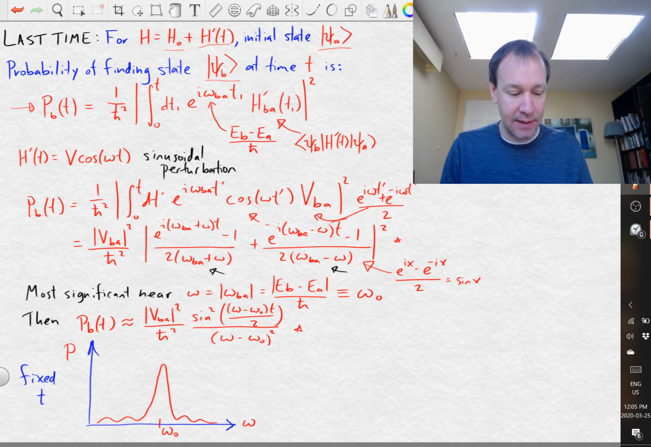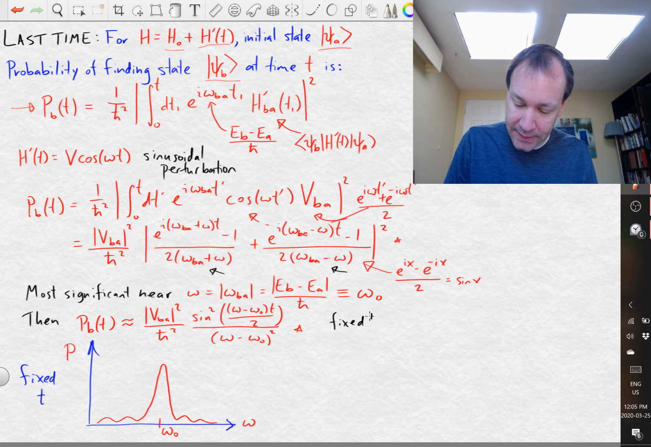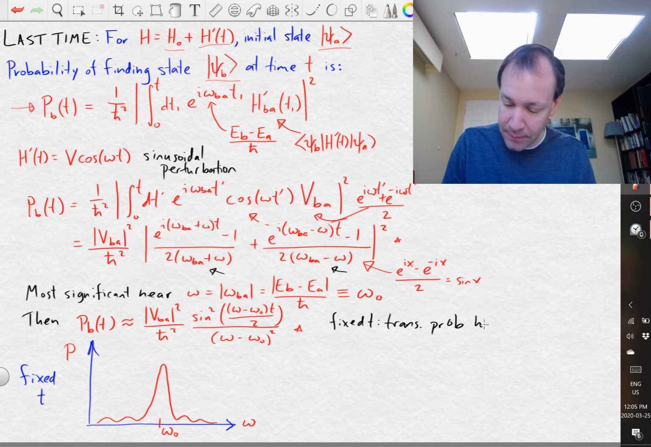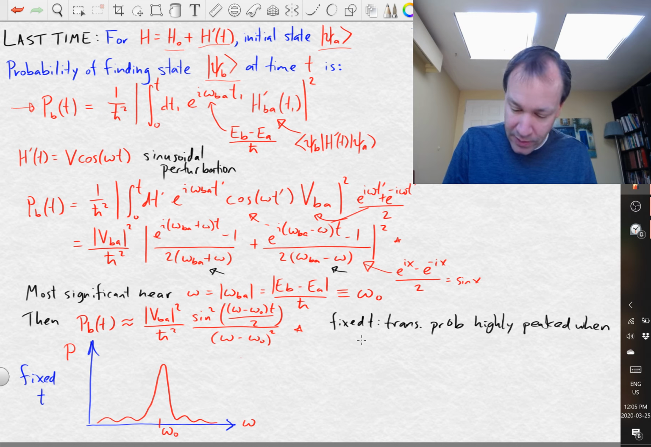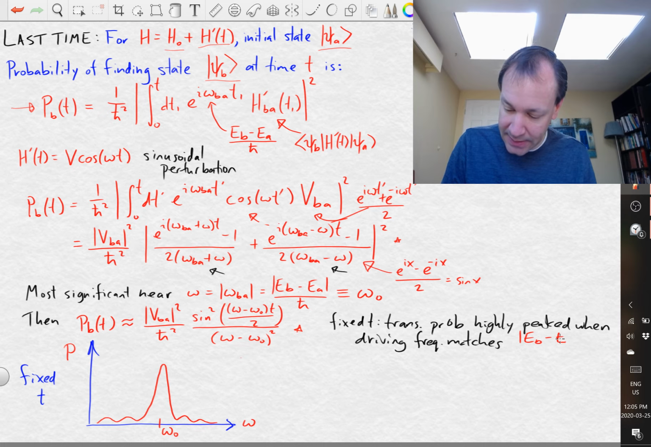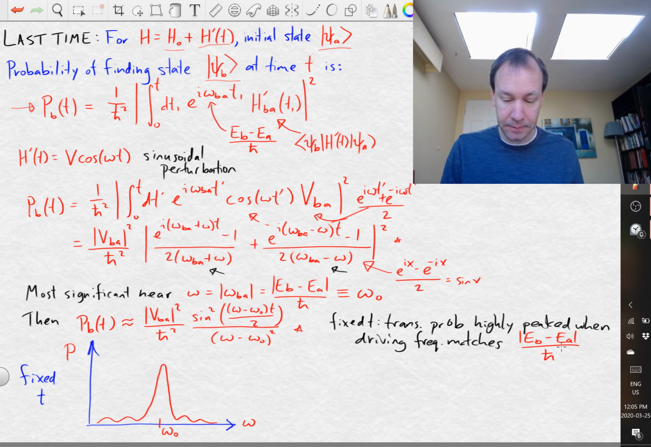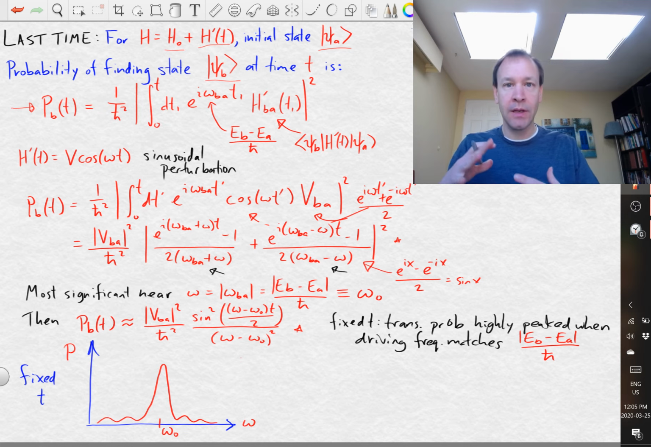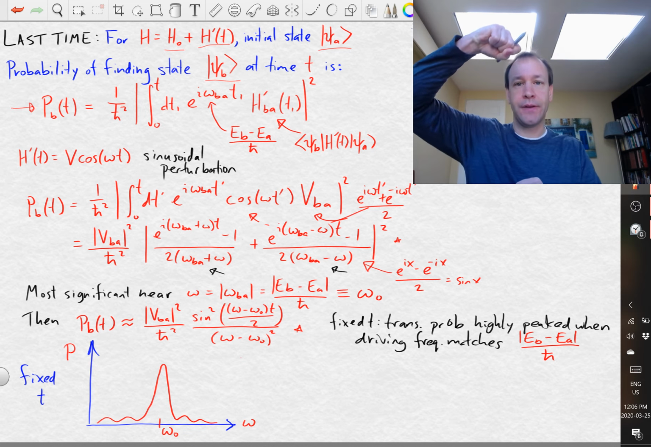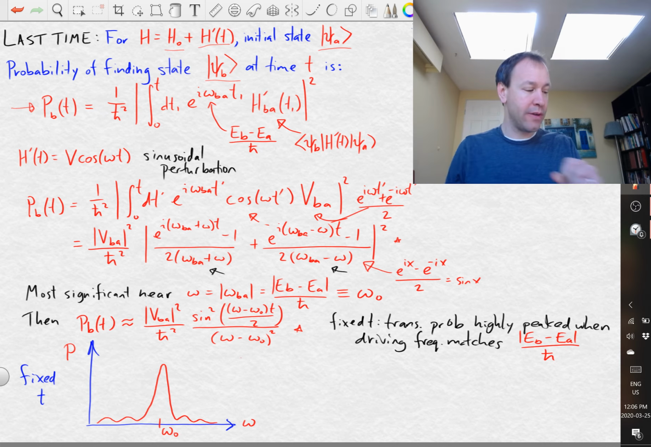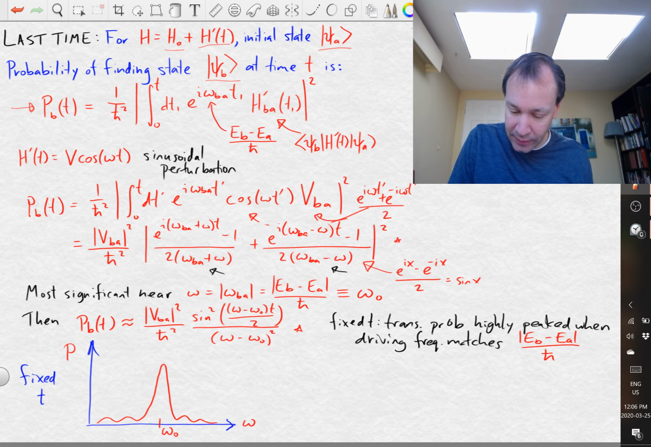Okay, so let's just write that down. So our conclusion is that for fixed t, the transition probability is highly peaked when the driving frequency matches EB minus EA over H bar. Okay, and just to emphasize again, this could be a situation where the final state that we're talking about has a higher energy, or the final state that we're talking about has a lower energy. And so we can visualize that.